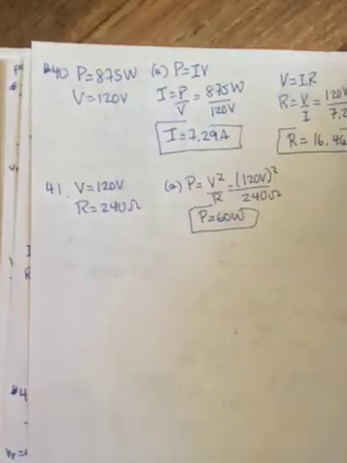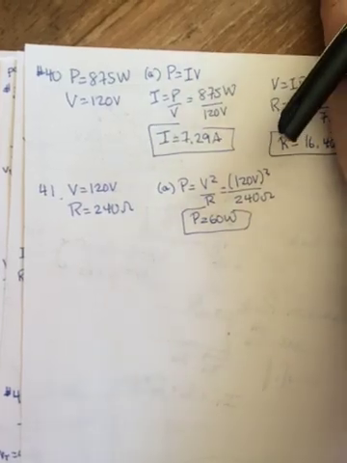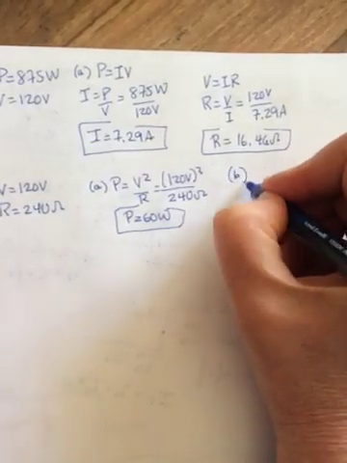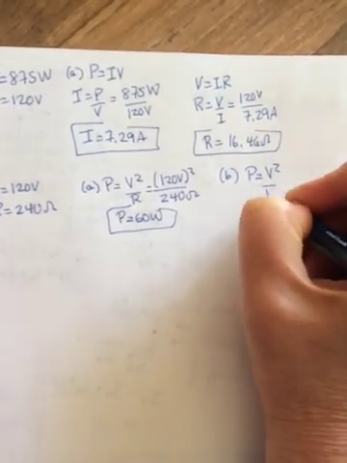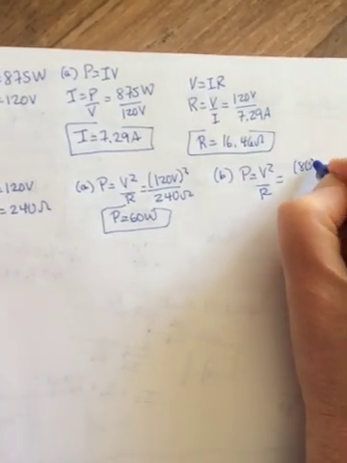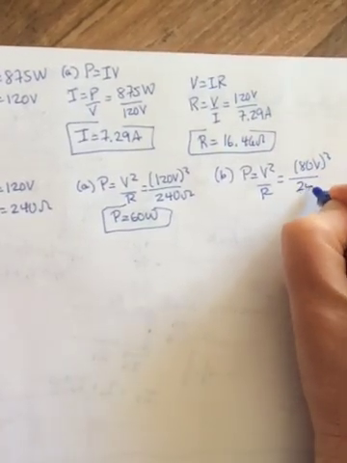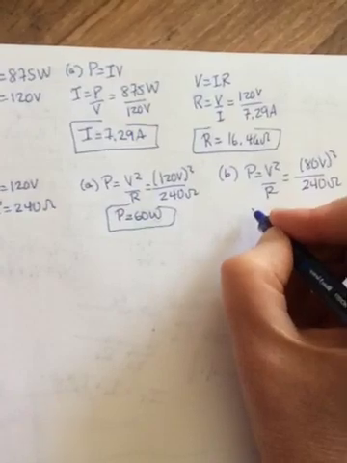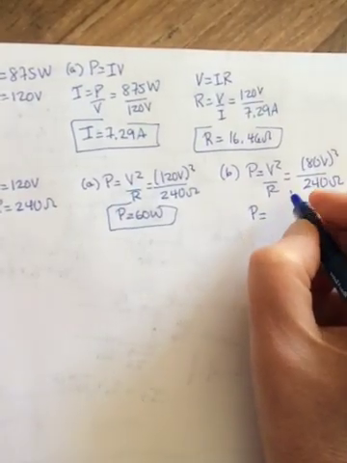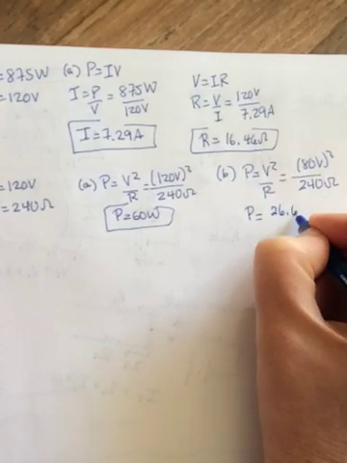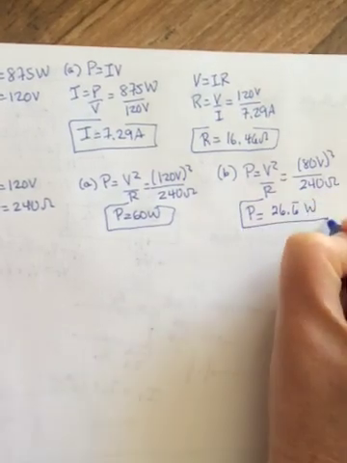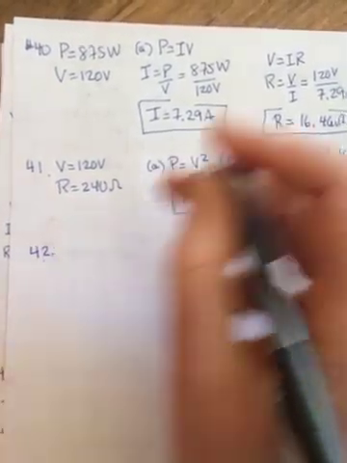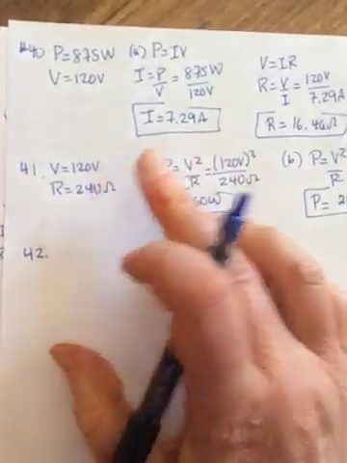B says, if the light bulb inadvertently is connected to an 80 volt power supply, what would be the power output? So this time V squared over R, and it's 80 volts squared over 240 ohms. 80 goes in there once, gives you 3 on the bottom. 80 divided by 3 should be 26.6 repeating watts. Okay, so that's the one where if you're changing the voltage, it's safer to use V squared over R, and here they gave you the resistance.